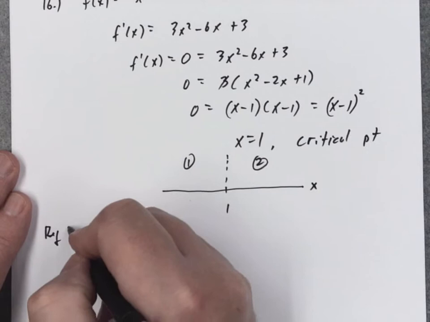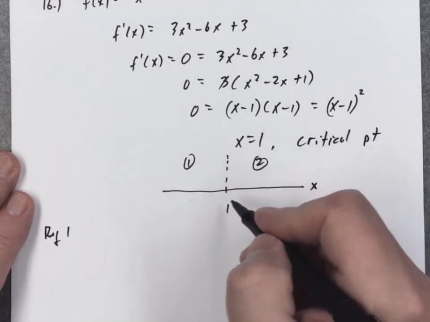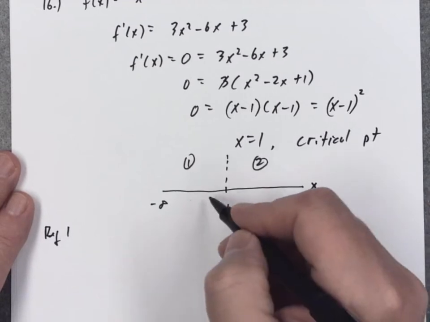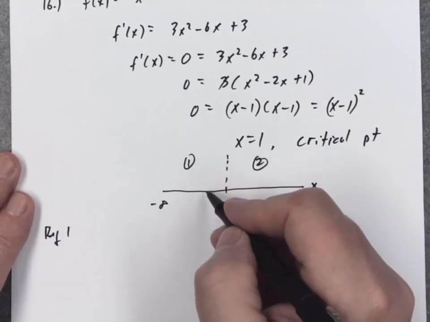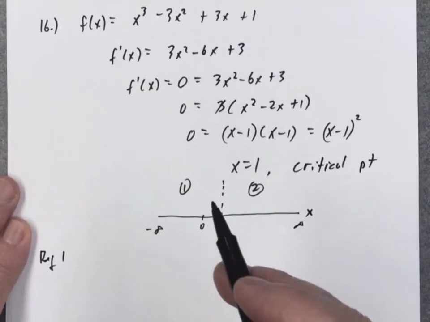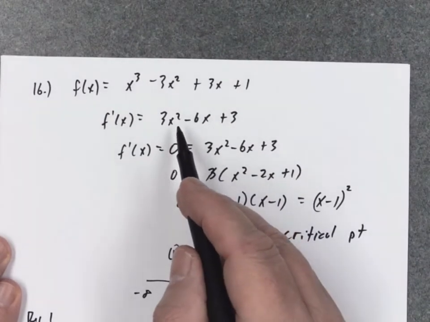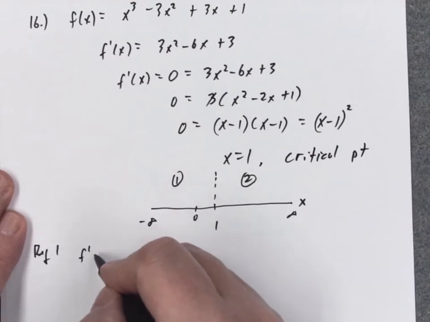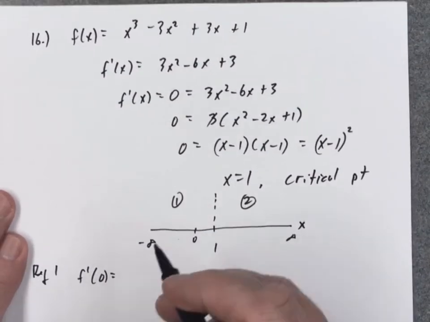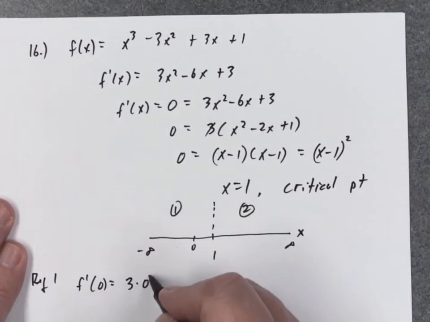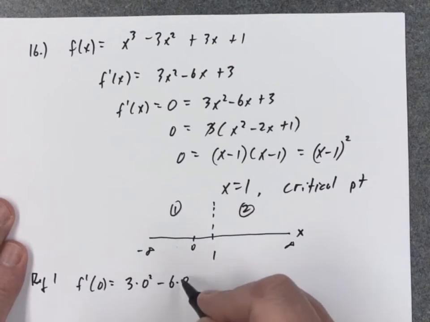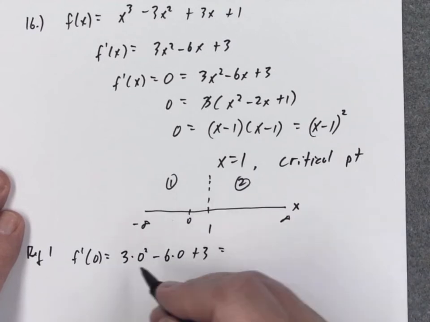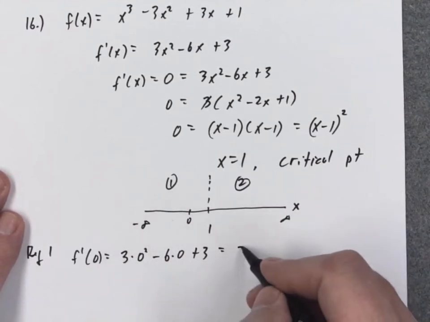I go into each region and choose a value of x. I'll choose 0. 0 is in region 1. I'm going to go back and plug in 0 for x and see what my first derivative equals. So the first derivative with x equals 0 is 3 times 0 squared minus 6 times 0 plus 3. So this is 0, 0, it's 3.